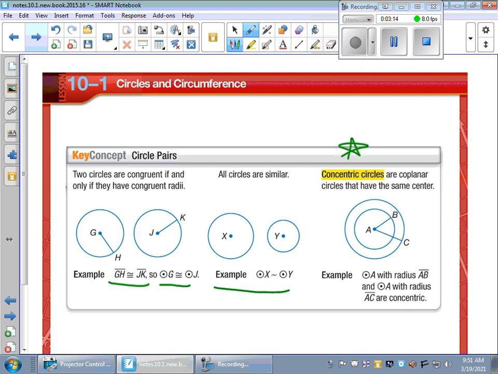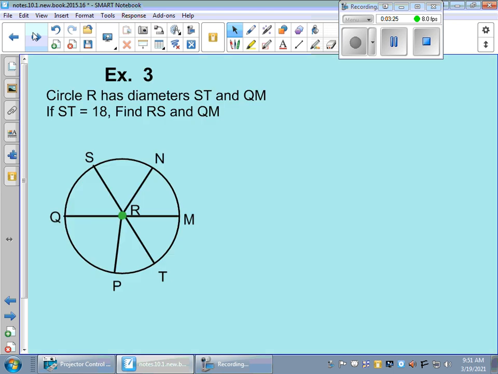So you can see this is a circle right here, and then this is a circle right here, and they are called concentric because they share the same middle point, the same center of the circle, which is A. Right here, this one says we have diameters ST and QM, and it says if ST is 18, find RS. Here's RS. RS is half of that, so RS is 9. QM is the whole diameter, so that's going to give us 18.